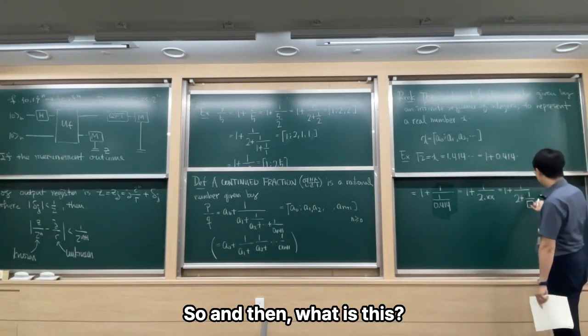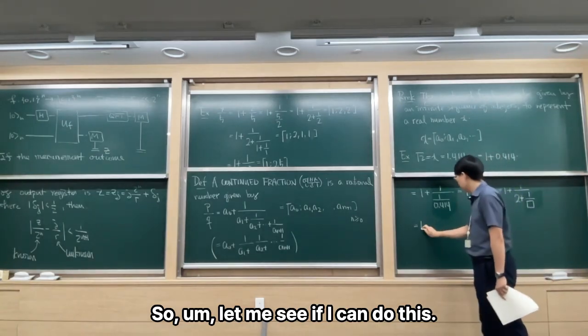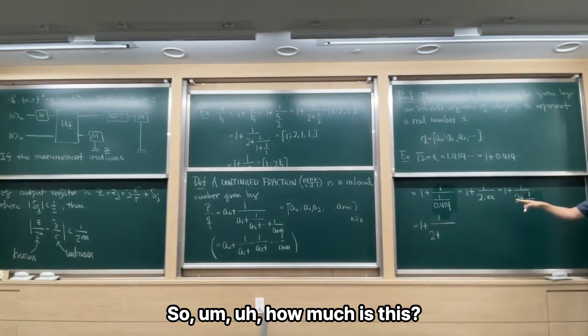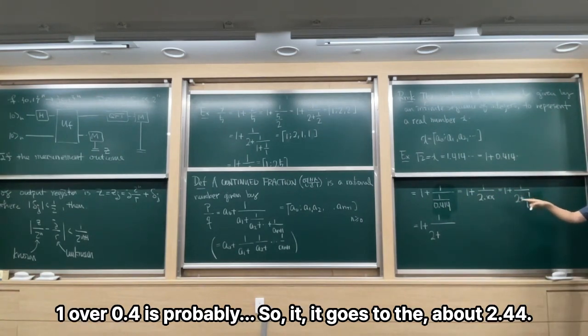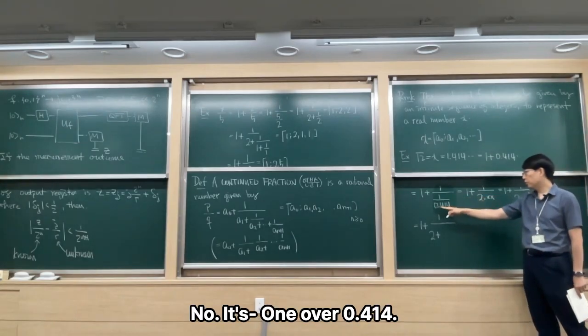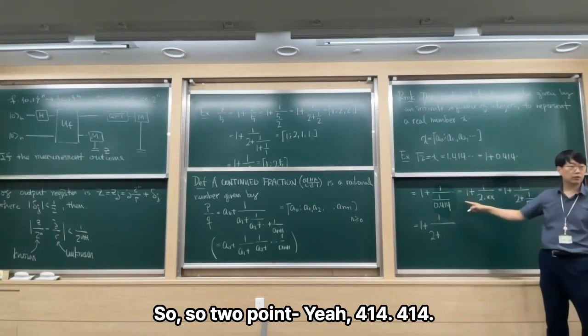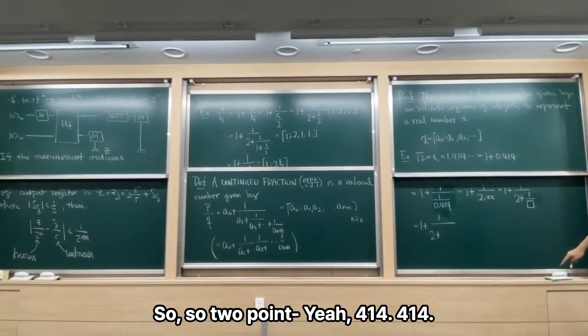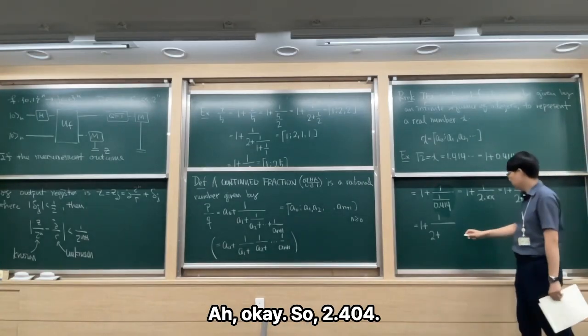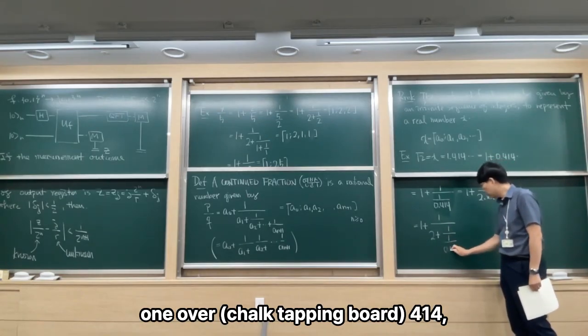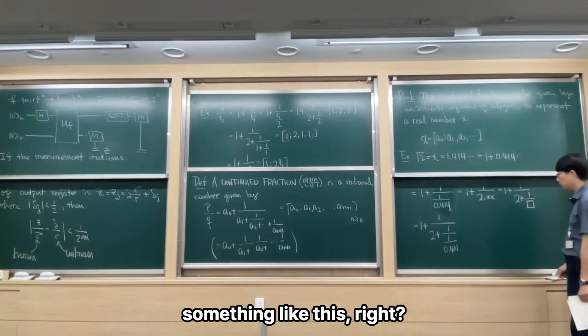So, and then what is this? Let me see if I can do this. How much is this? 1 over 0.4 is probably... So it goes to about 2.414. No, it's 1 over 0.414. Did you calculate the reciprocal here? So it's 2.414. Oh, okay. So I need 1 over 0.414, something like this, right?